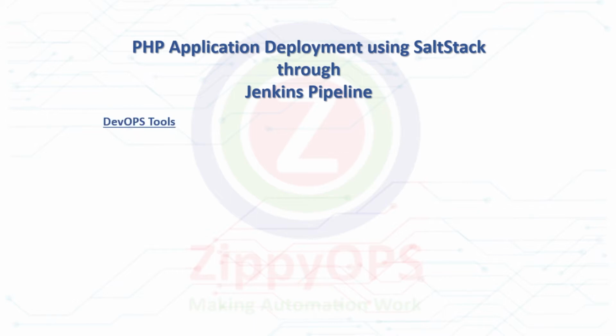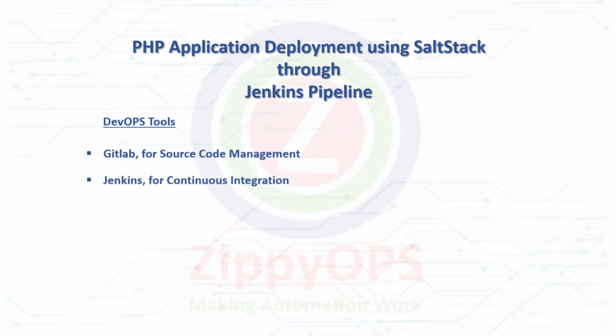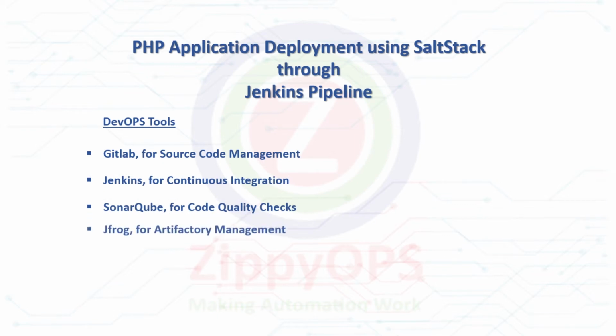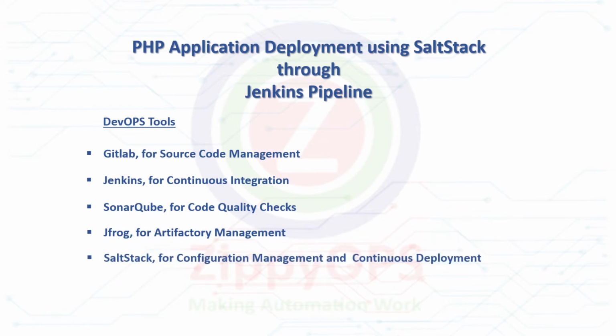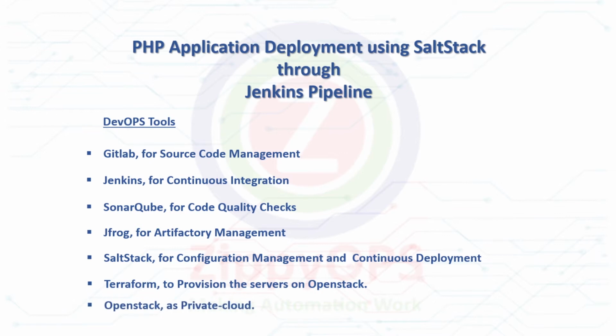The tools used in this PHP application deployment are: GitLab is used for source code management. Jenkins is used for continuous integration. SonarQube is used for code quality checks. JFrog Artifactory is used to manage the binaries. SaltStack is used for configuration management and continuous deployment. Terraform is used to provision the servers on OpenStack. OpenStack is the private cloud.